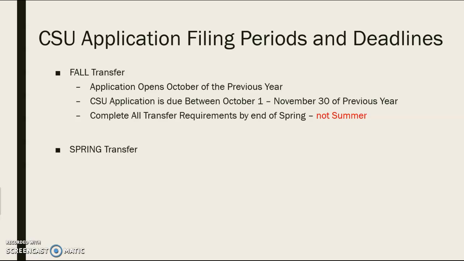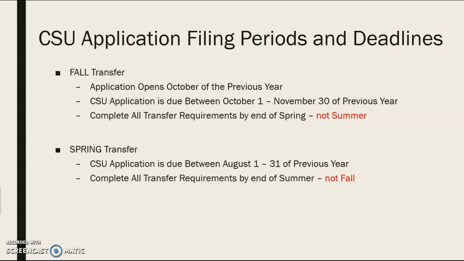If you're looking for a mid-year transfer, not all schools accept for spring transfer. So consult with your counselor, consult with the Cal State website to find out which Cal States are open for spring. If they are, the application happens during the month of August of the previous year. So if you're looking to transfer spring of 2023, application is due August of 2022, always a year prior. In this case, you have to finish your requirements by the end of the summer to transfer for spring, not the fall. Again, those next steps you will be doing during the fall.